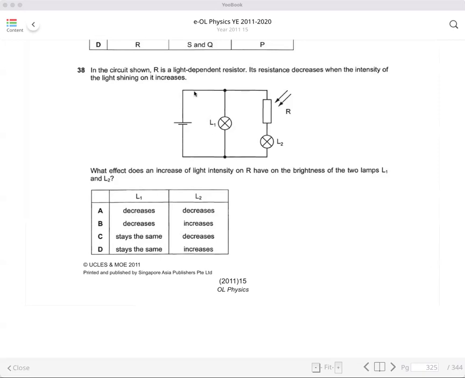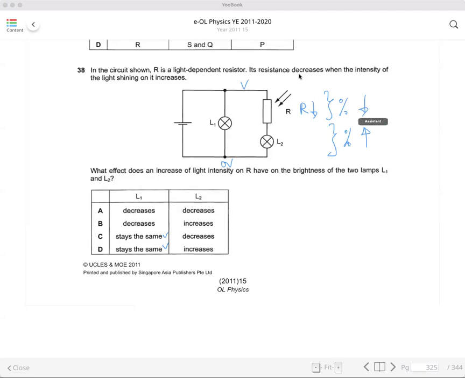Okay, as the voltage stays the same, the voltage on top here, let's say this is 0 volt, this is V. So this V stays the same here. L1 will always remain the same. Clear so far? Then, when there is an increase in light, the resistance decreases. So the resistance goes down here, so the proportion, the percentage here goes up, correct? Because this goes down, the percentage goes down.